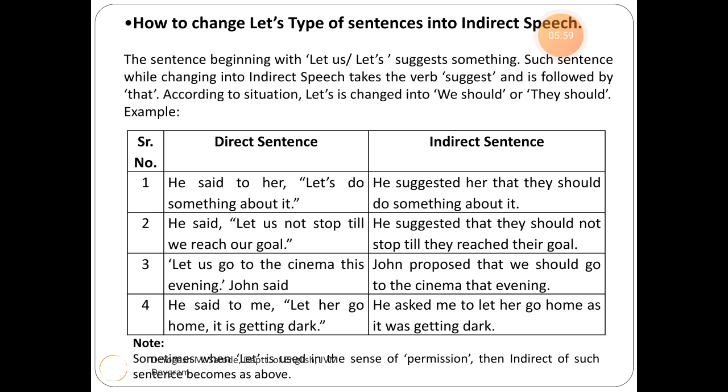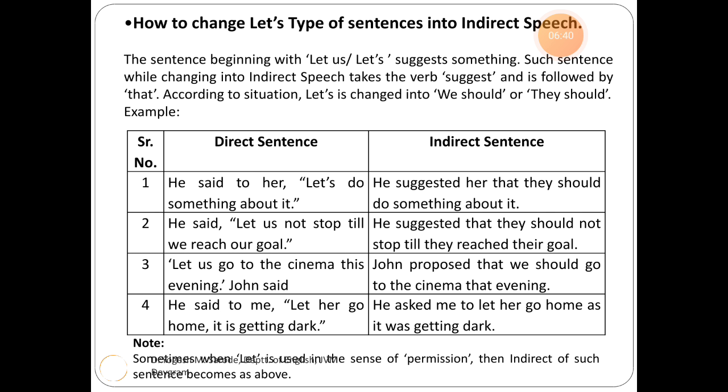Friends, the sentence beginning with let us means we should or they should. This suggests something. Such a sentence, while changing into indirect speech, takes the verb suggest and is followed by that, just like statement type. According to the situation, let us is changed into we should. Let us means we should or they should. Let us go, that means we should go. So we'll see the examples.